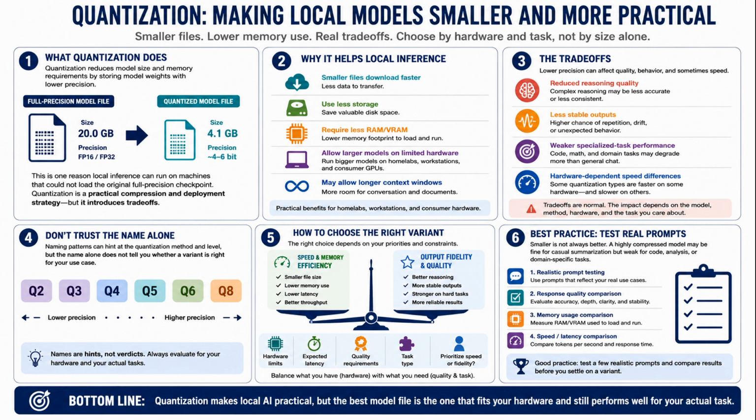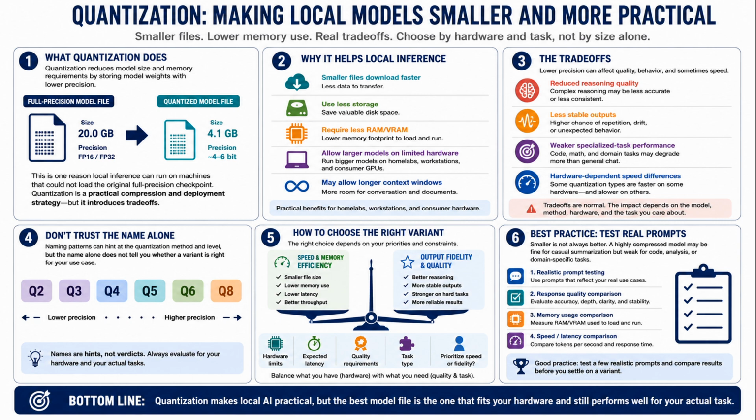The obvious benefit is file size. Smaller files are faster to download, take less storage, and require less RAM to load. They may allow a larger model to run on limited hardware, or allow a usable model to run with a longer context window. For home labs and workstations, quantization can be the difference between a model that only looks interesting and a model that is actually usable.